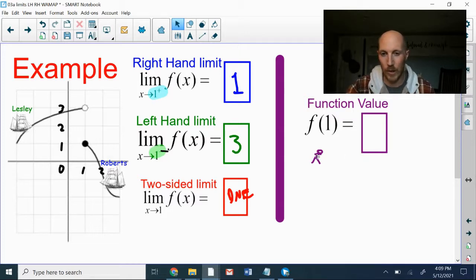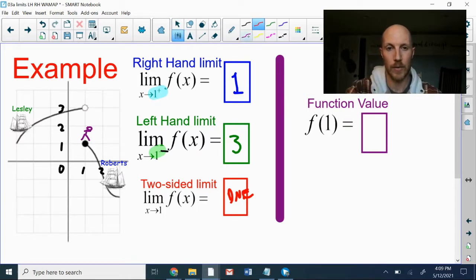So if we had a little graph walker and the graph walker tried to stand on the open dot, it's going to fall through the hole. You can't stand on an open dot. It doesn't exist. So where does the graph walker actually stand at an x coordinate of 1? That's going to be on the closed dot. And so the function value for that is 1. That is the height. The height is 1.